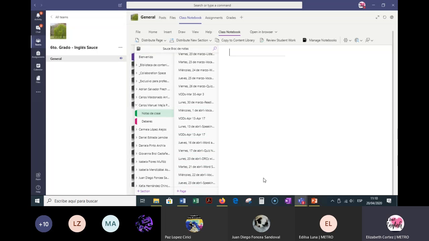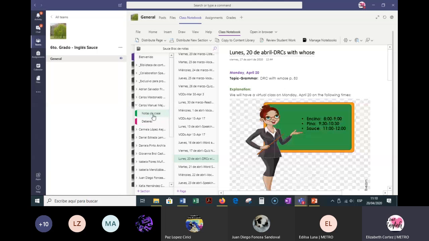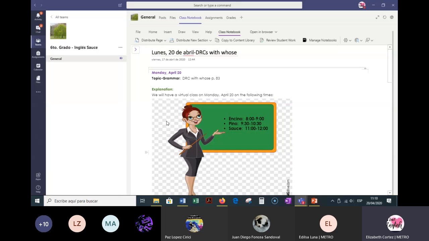Bloc de Notas is not, the connectivity is not working as we wish. It's not that automatic. So now you see it there. All right. So when you click here in Notas de Clases, you see it there.